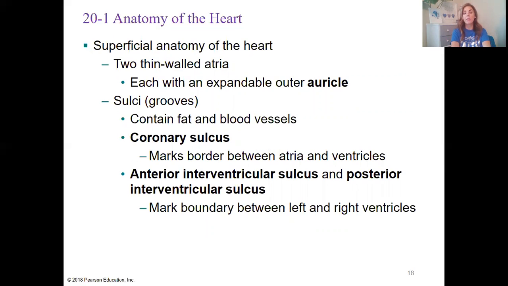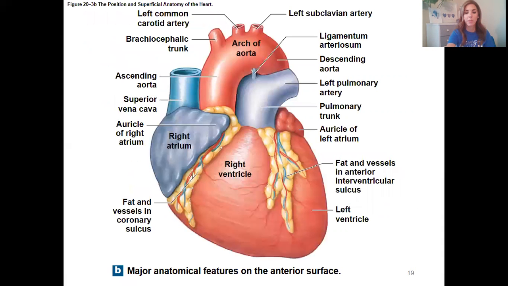Okay, so on the anatomy of the heart, at the very top portion up here near the base, you have two chambers that are going to be called your atria. So these atria are each going to have an expandable outer structure called an auricle, which you do not see on this particular paper right here. The sulci are going to be grooves within the heart. So these are going to contain fat and blood vessels. There's a couple of different sulci that are going to divide different structures, and you'll see those as we walk through the pictures in the PowerPoint.